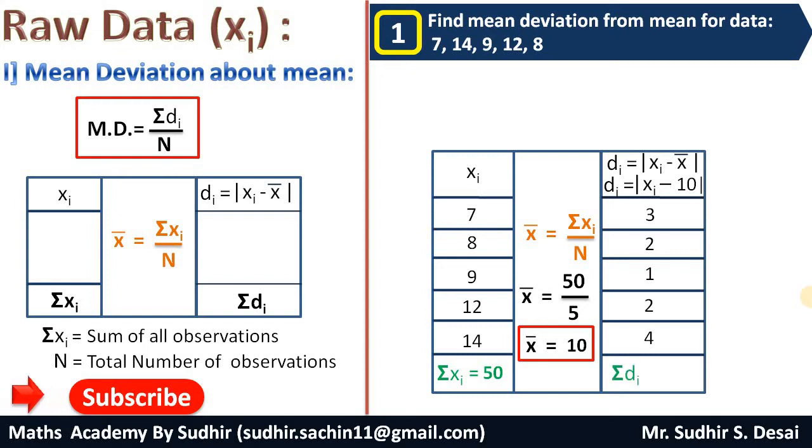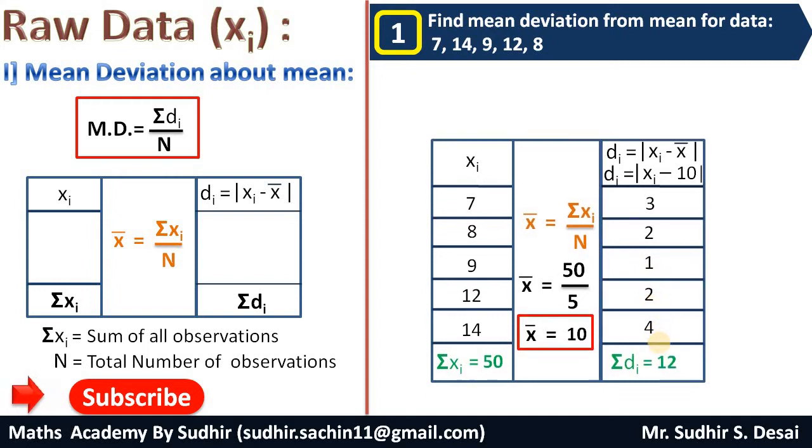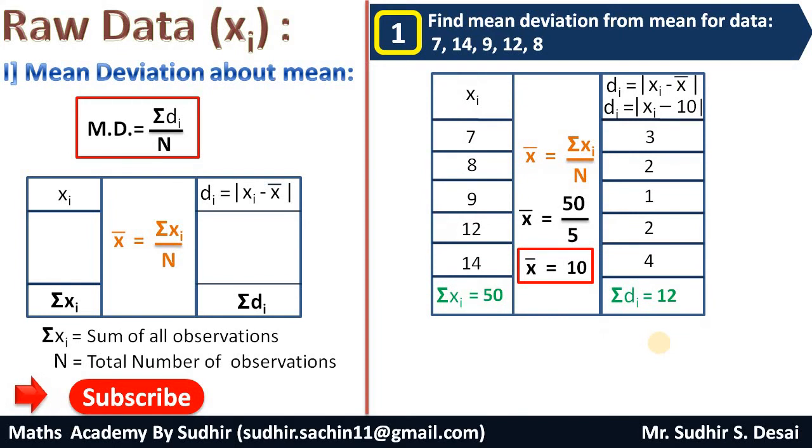So summation of di is equal to 3 plus 2 is 5, plus 1 is 6, plus 2 is 8, 8 plus 4 is 12. So summation of di is equal to 12. Now we will calculate the mean deviation. What will be the formula for mean deviation? Sum of the last column, that is summation di, divided by the number of observations, which is n.